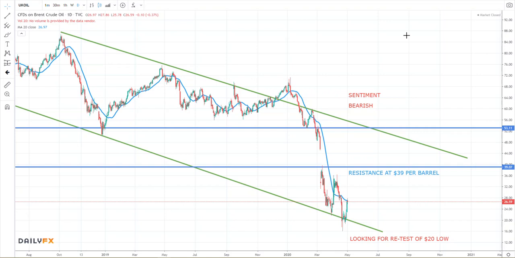This is your weekly analysis for oil. So UK oil Brent Crude versus the US dollar. The date is May 3rd, 2020. It's 11:13 a.m. Eastern Standard Time.